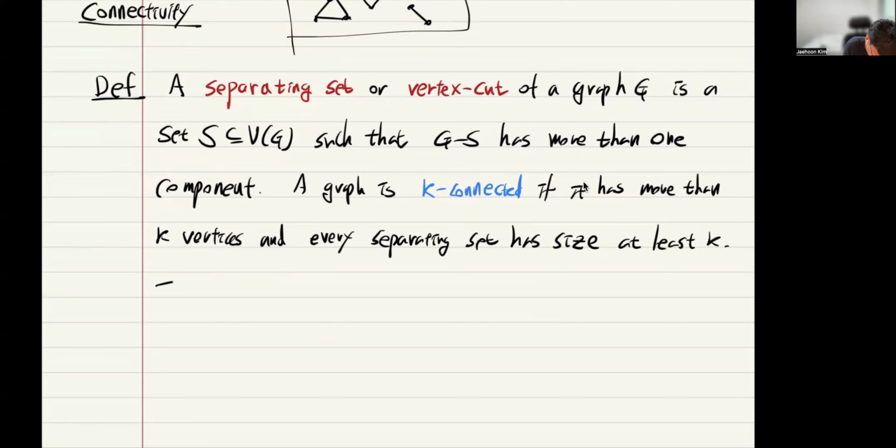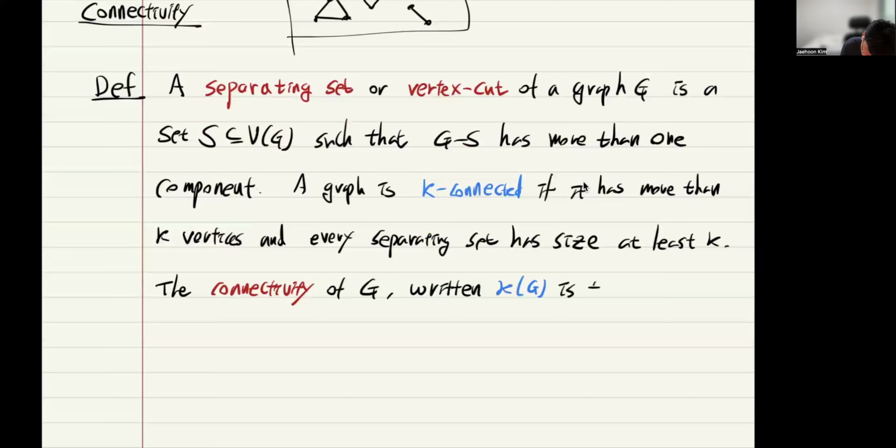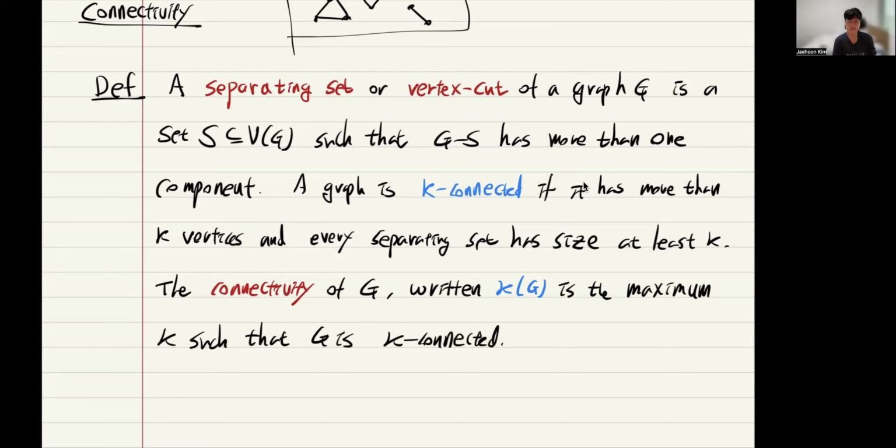And we define the connectivity for G, which we write as kappa of G, as the maximum K such that G is K-connected. So this is how we define K-connectedness.